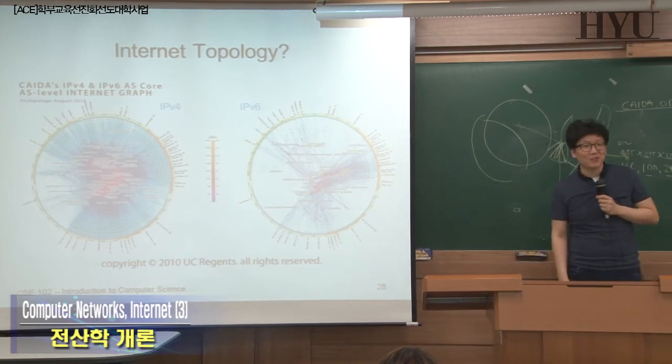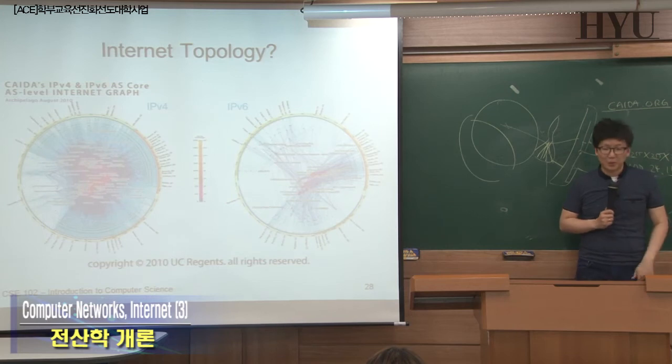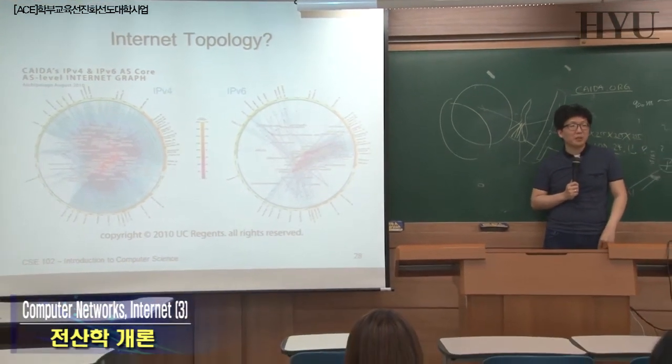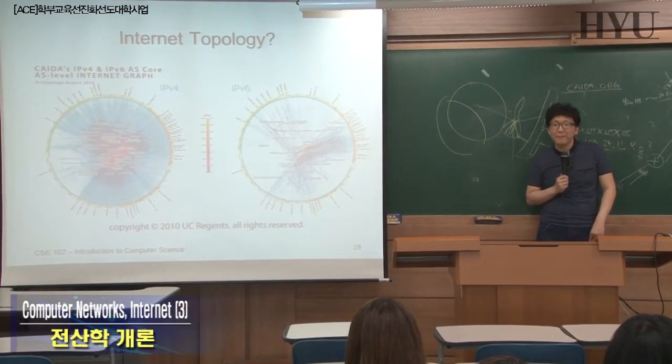지도라고 하기엔 너무 복잡하죠, 근데. 그래도 this is probably the most clear picture that we can have for internet map.